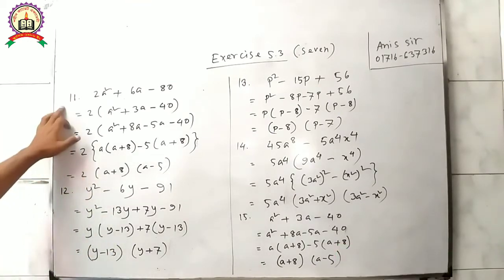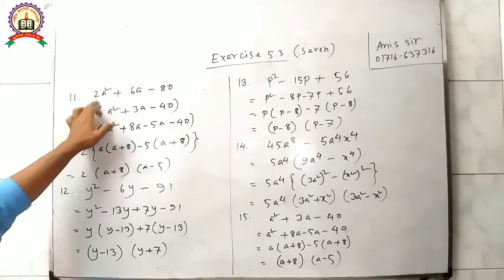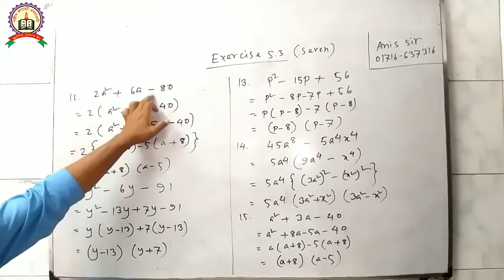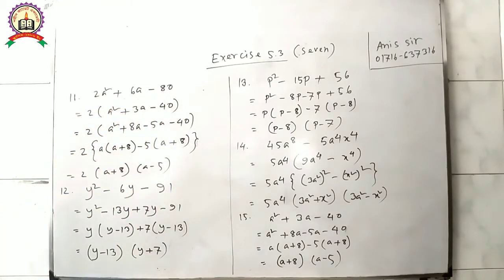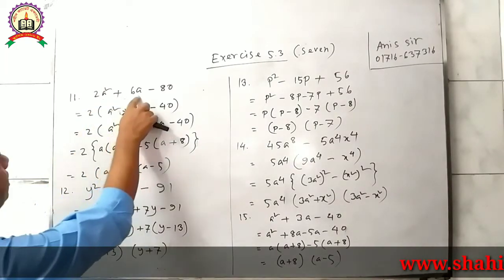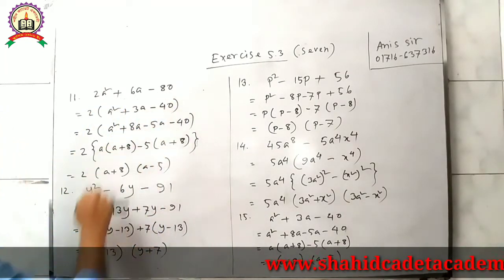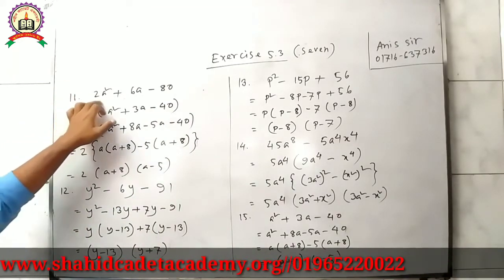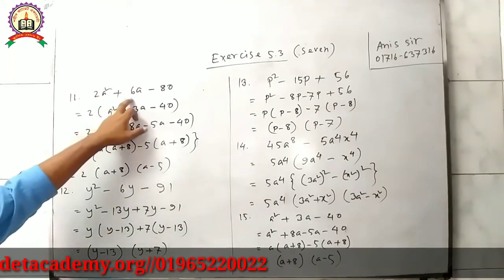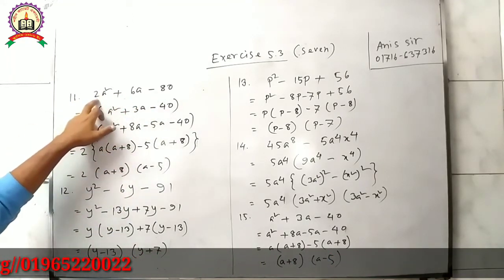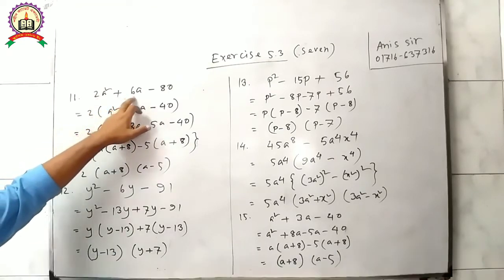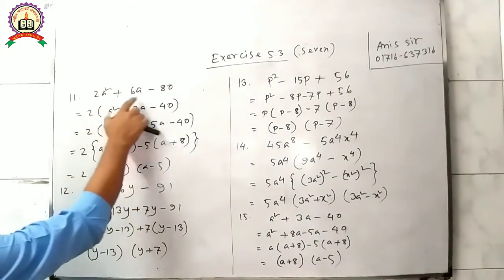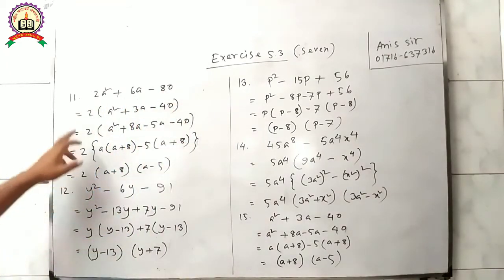At first, question number 11: 2a square plus 6a minus 80. We see that 2 is common in all three terms. Here 2, here 2 and here 2. So 2 is common in three terms, and we can take 2 as common.